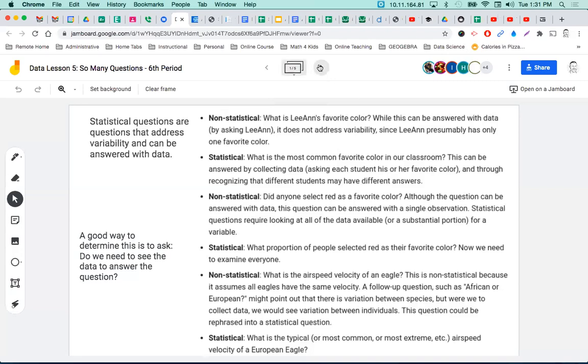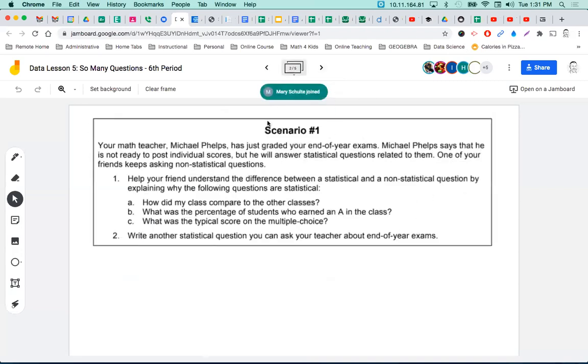So slide number 2, which is scenario number 1, it says your math teacher, Michael Phelps, has just graded your end of year exams. Michael Phelps says that he is not ready to post individual scores, but he will answer statistical questions related to them. Okay, so in other words, he won't answer a question like, what's my grade? One of your friends keeps asking non-statistical questions, probably asking what their grades are.